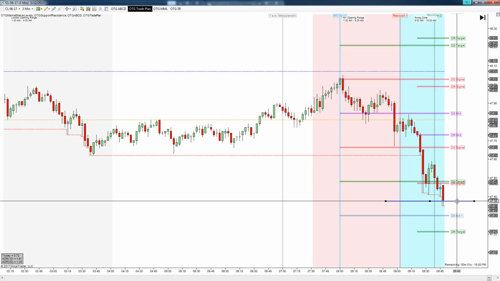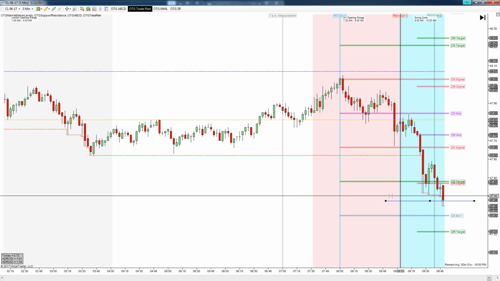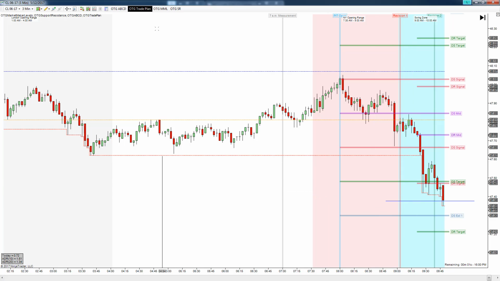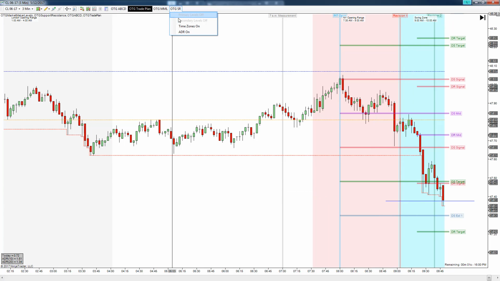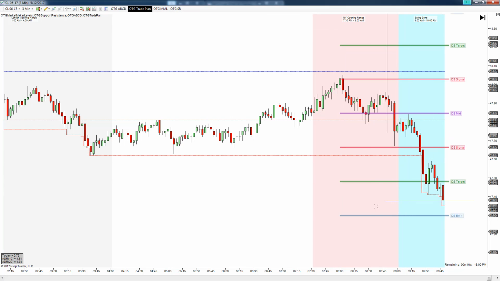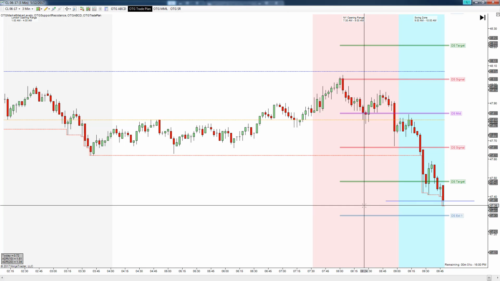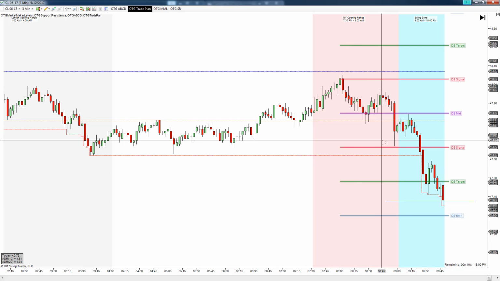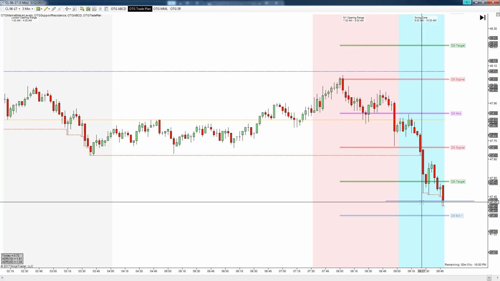This was going to be our target, as it was the center halfway point between these particular levels. We'll turn those off so you can see what I mean. It was the midway point between the structure target and the structure extension 1, these market maker levels, and that was going to be our target.